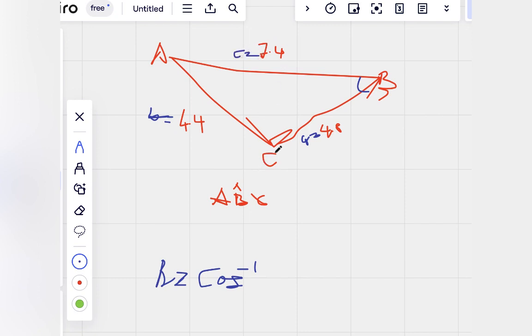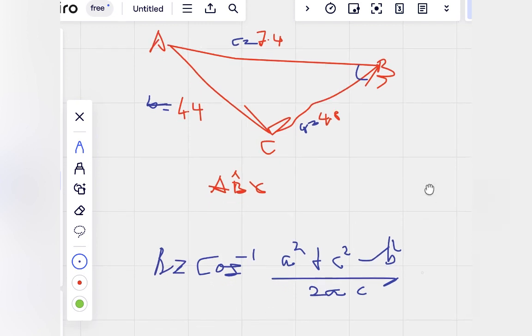In using the cosine rule, since we are looking for B, it will be equal to a square plus c square minus small b square, over 2ac. This is the cosine rule you're going to use. You know the cosine rule, we made this the subject of the formula last time. So we substitute into this formula.